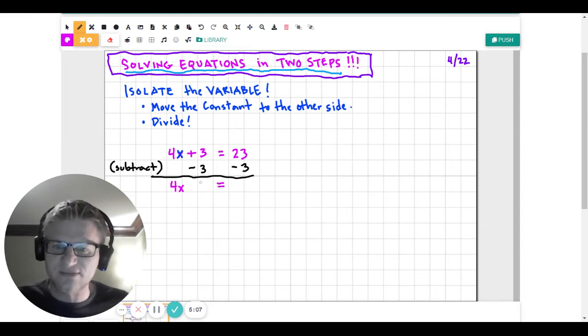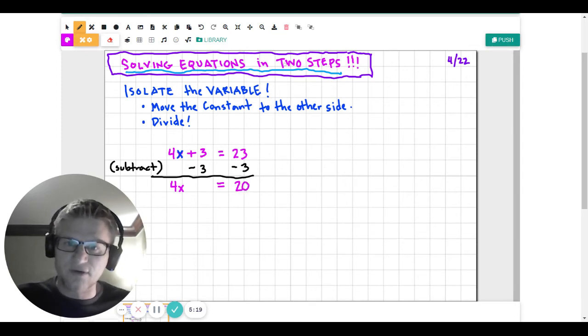There's no reason to write the 0 because once we eliminate it, that's the whole idea that we took it off the scale, like we don't have it anymore. And over here, we're going to say 20. 23 minus 3 is 20. And now step 2, this is why it's called a two-step equation. Step 2 is to divide.